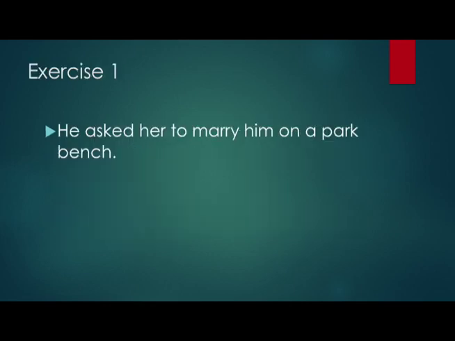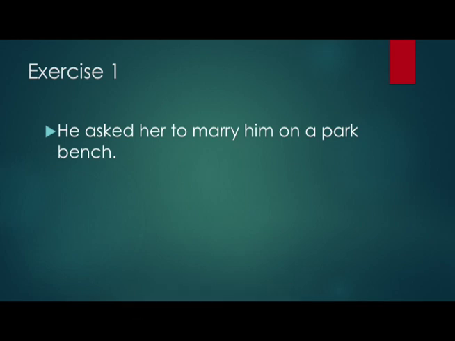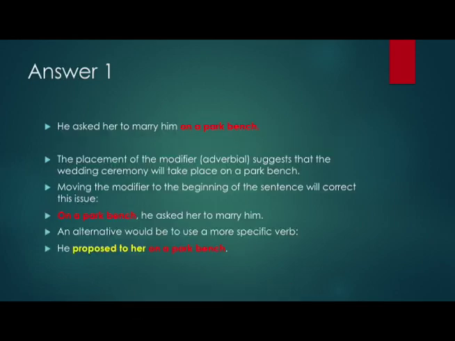Exercise 1. He asked her to marry him on a park bench. In this sentence, the modifier is again an adverbial, on a park bench. So where this modifier is currently placed suggests that the wedding ceremony will take place on a park bench. This is not what we're trying to say. So there are two ways of fixing this.